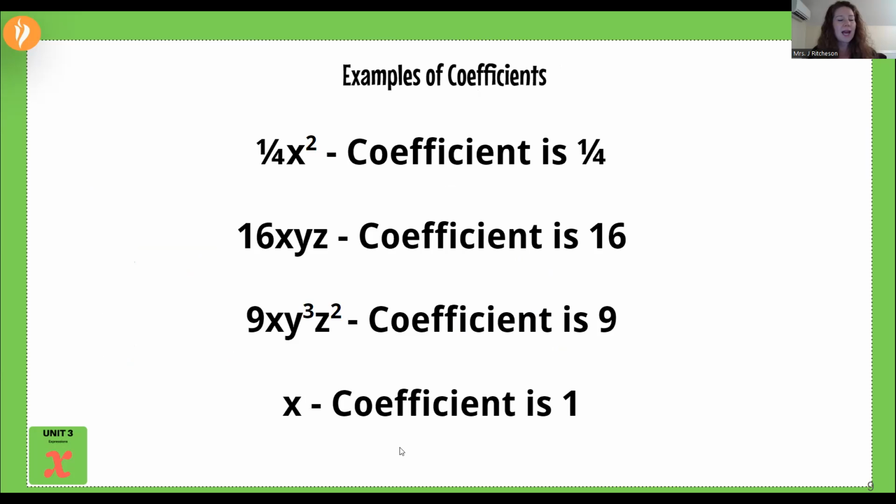Whenever you have a number that's multiplied by a variable, that number is the coefficient. So 1/2 is our coefficient in 1/2 x squared.